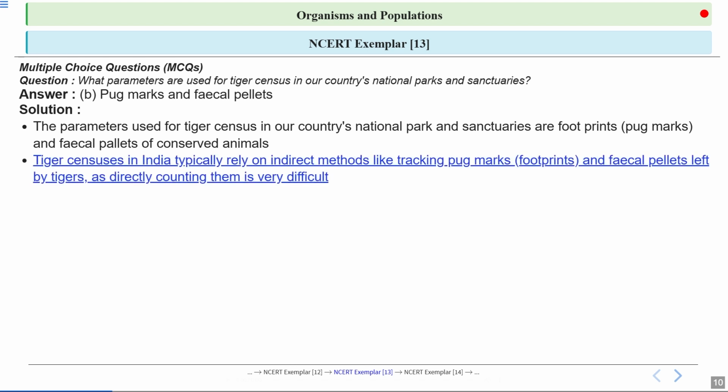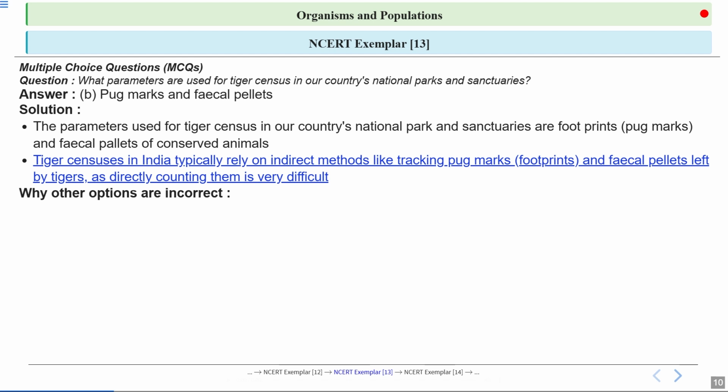Now, these methods are indirect instead of seeing the tiger itself. Researchers look for the traces left behind, like detectives following clues. This is important because tigers are elusive and often hide from humans. So direct counting is almost impossible in the wild.